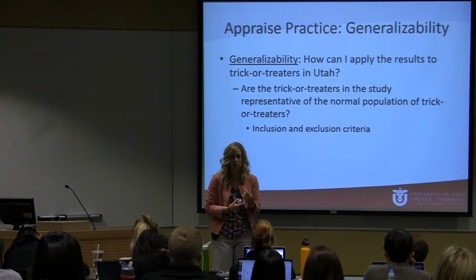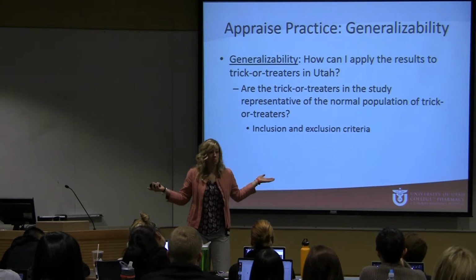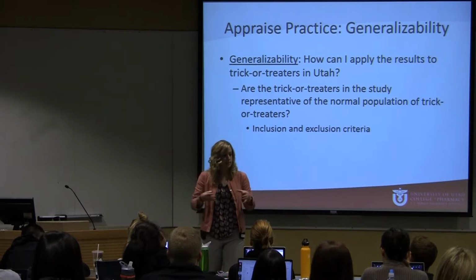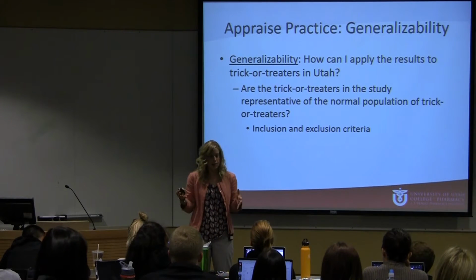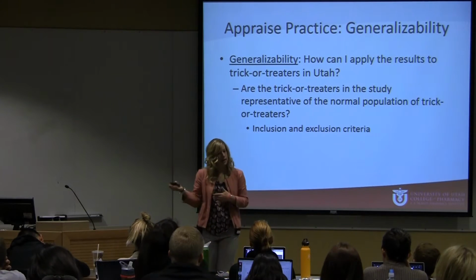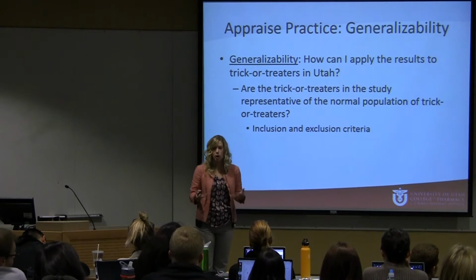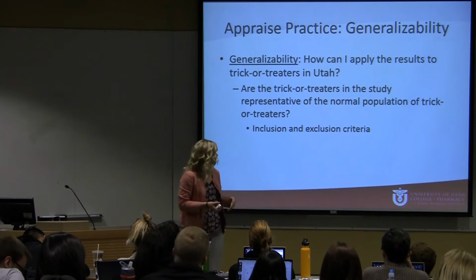They were in Seattle. There were 27 homes. Were they in the same neighborhood? We don't know, right? Could they all have been in the same neighborhood? Could they all have had no parents that were supervising? Was it a safe neighborhood? Was it not? There's a lot of things that we don't know. So it may not be generalizable to our population here in Utah.